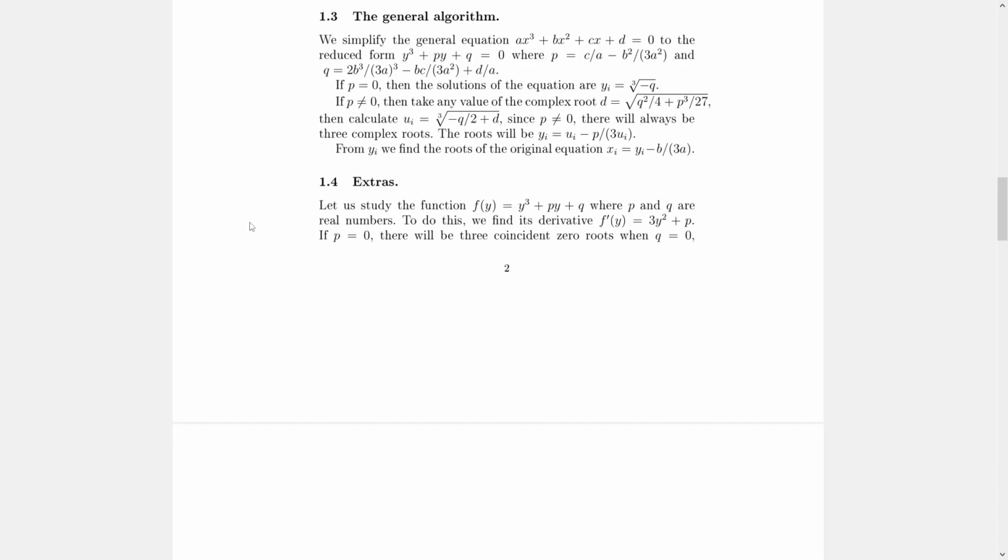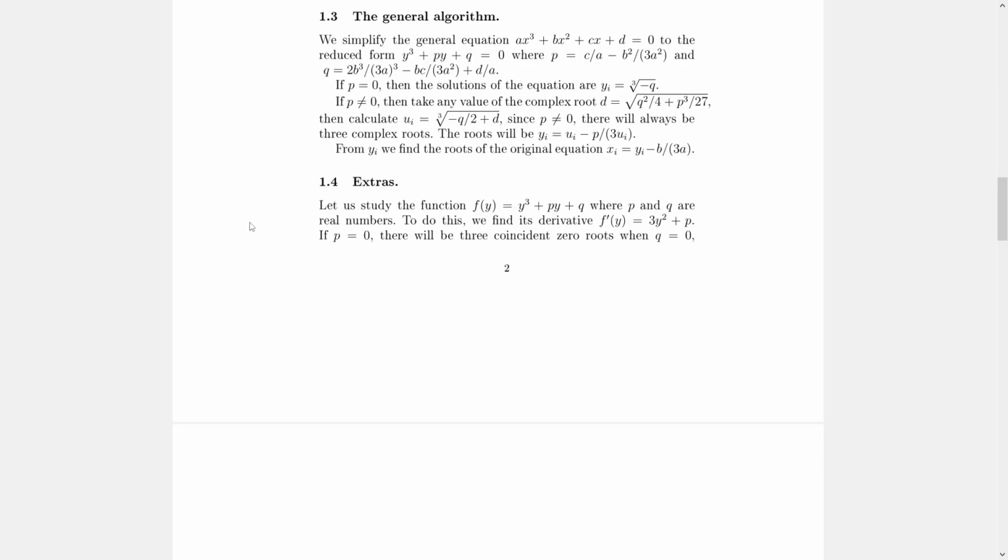And if p is not equal to 0, then take any value of the complex root, d equals the square root of q squared divided by 4 plus p cubed divided by 27, then calculate u equals the cube root of minus q divided by 2 plus d. Since p is not equal to 0, there will always be three complex roots. The roots will be y equals u minus p divided by 3u.